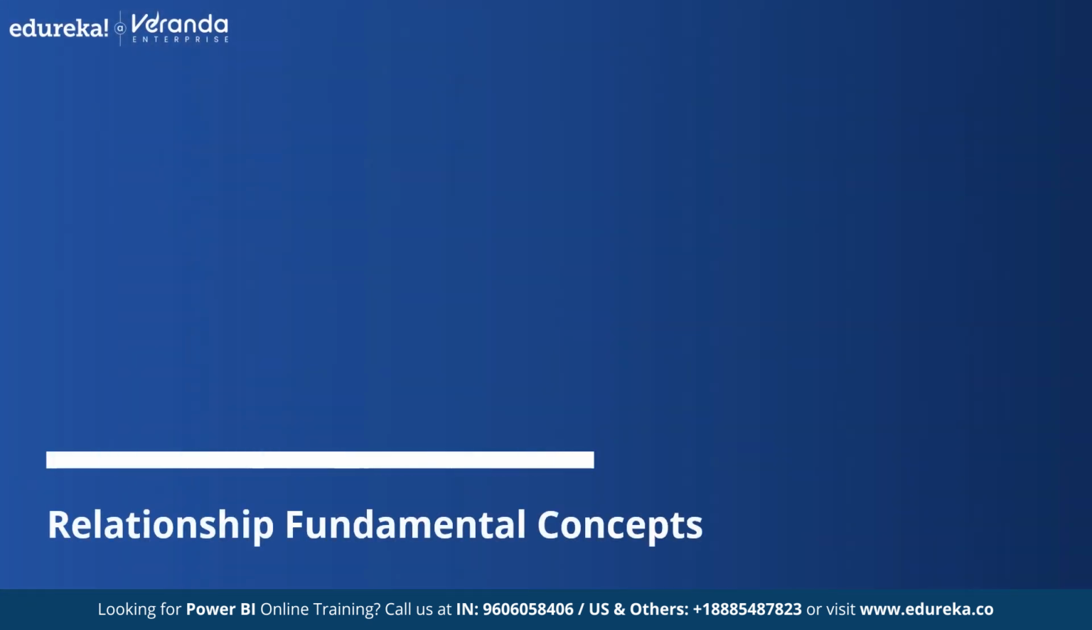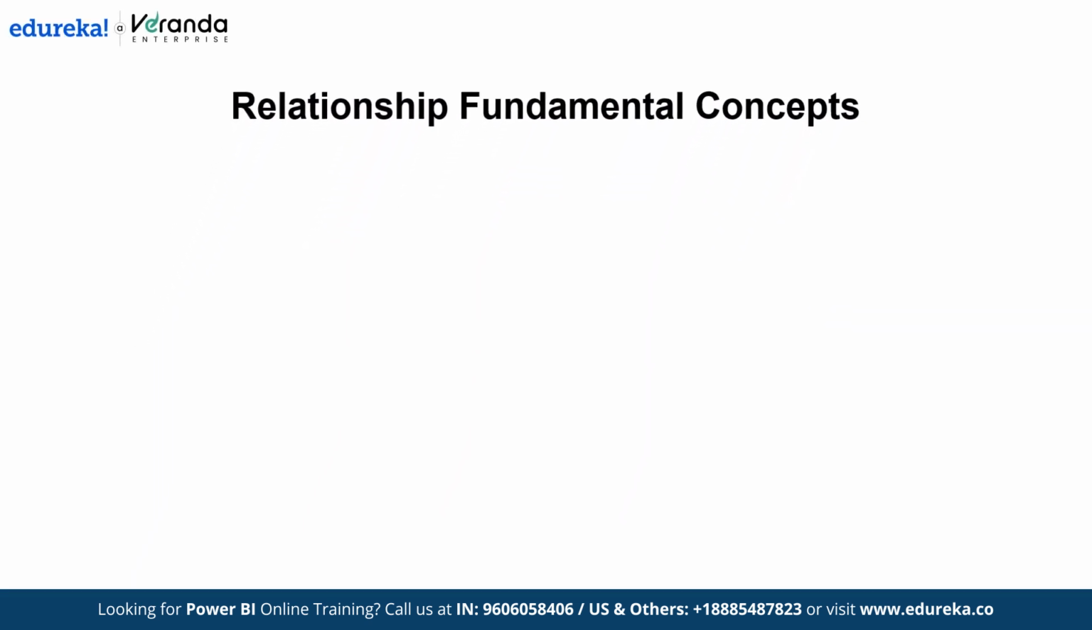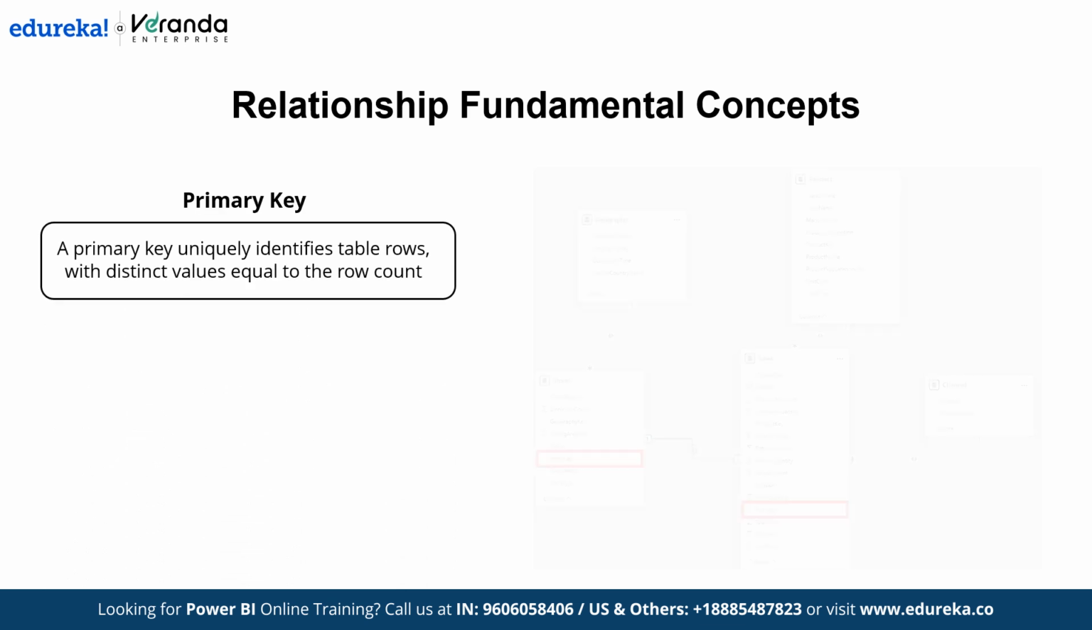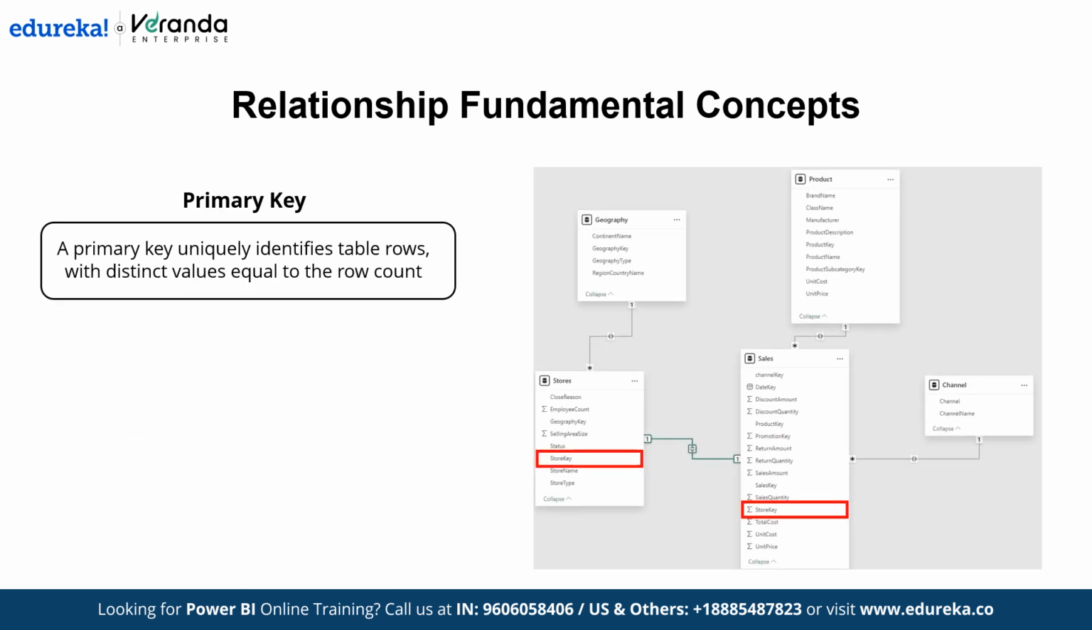Moving on to the relationship fundamental concepts. First we have the primary and alternative keys. Primary and alternative keys create a relationship between two tables that share a column. They are the table columns that define a relationship between two tables. Now let me explain in detail what a primary key is. A primary key, also known as a surrogate key, is a column or group of columns in a table whose values uniquely identify each row. The primary key's distinct count is equal to the number of rows in the table.